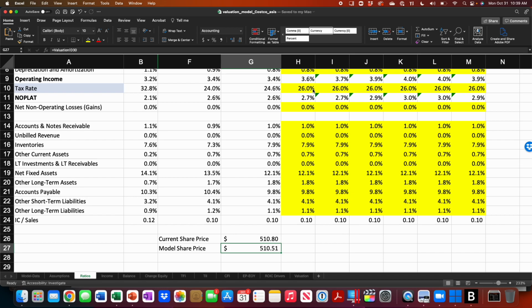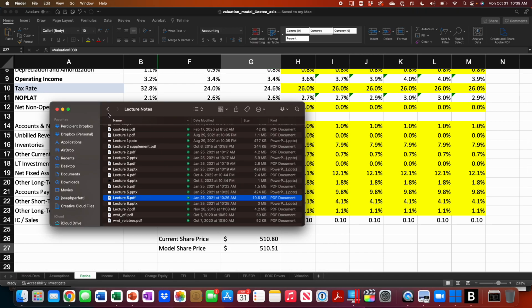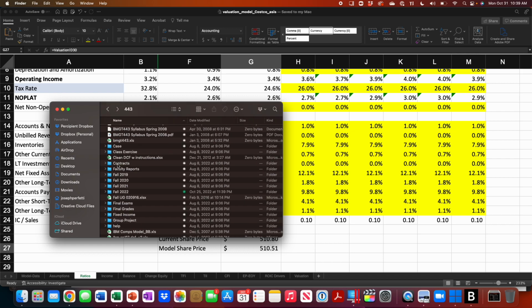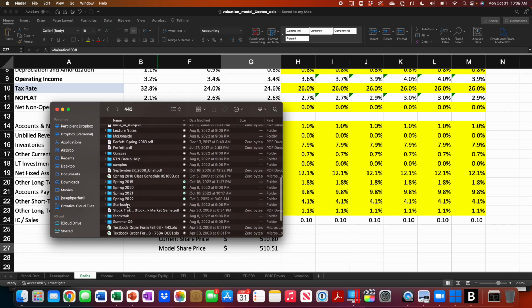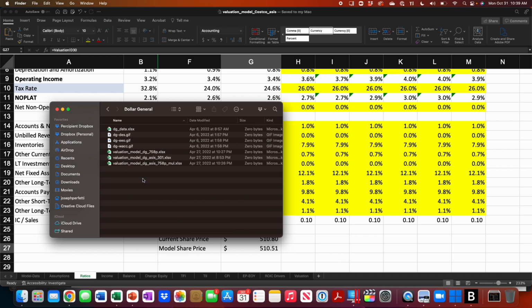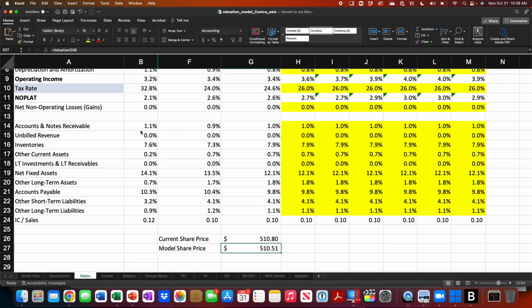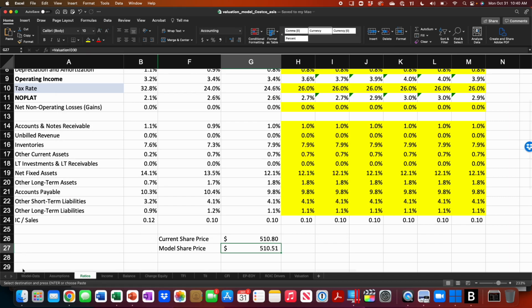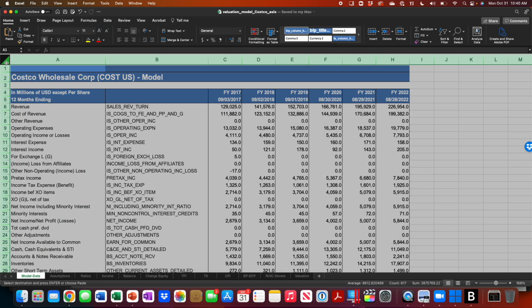So here's the point. Let's say we do another company, Dollar General, which we did last semester. The first thing you would do is take Dollar General's data, export it as we talked about last week, select it, copy it, come in here, model data, select paste special values, and update it with whatever company I give you. Okay? So that'd be the first step.